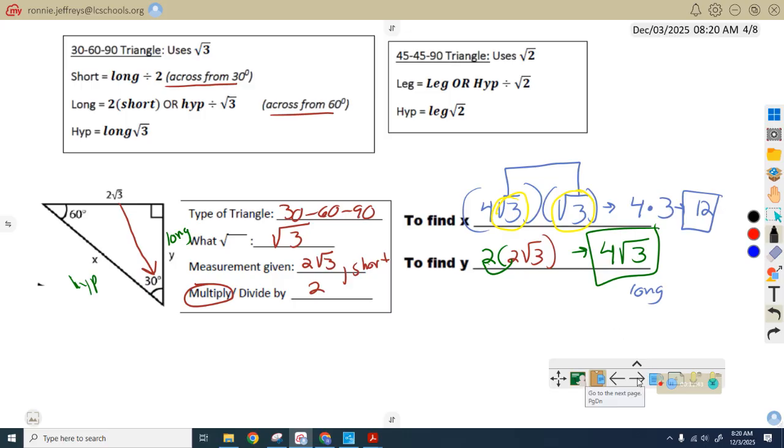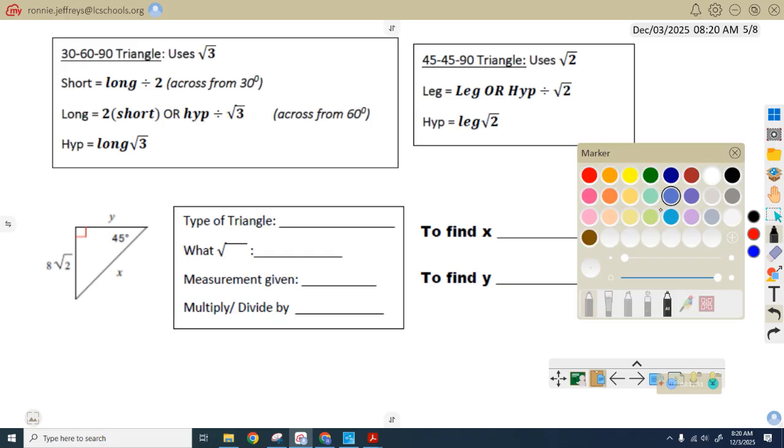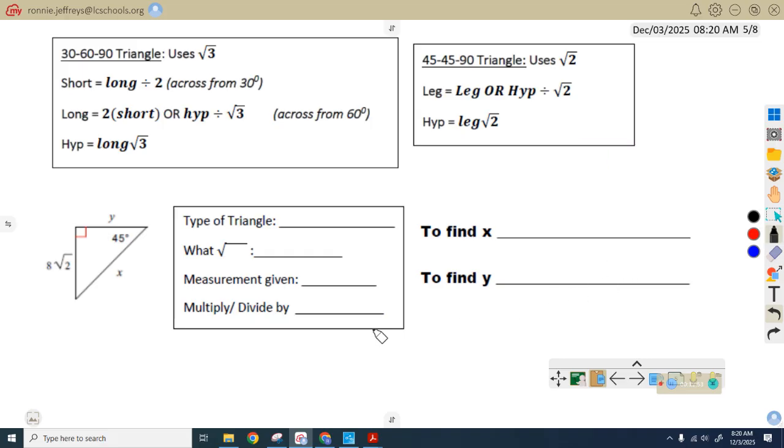All right. Let's look at this one. What type of triangle do we have here?